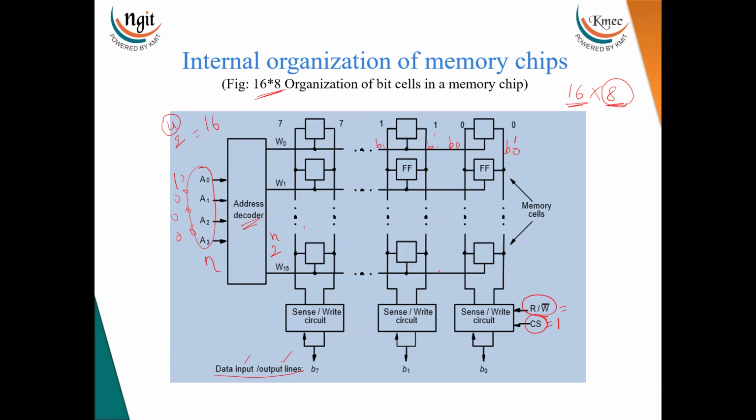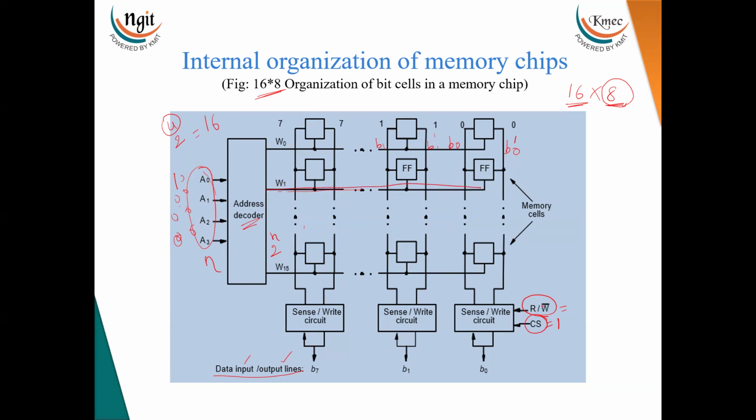Now, how the processor is reading the data and writing the data, we will see. If the processor wants to read the data, it will place the address on the address bus. The address bus is connected here, and that address is decoded here. Depending upon the data available here, any one of the word lines will be selected. For example, if the address is 0001, then word line 1 will be selected.